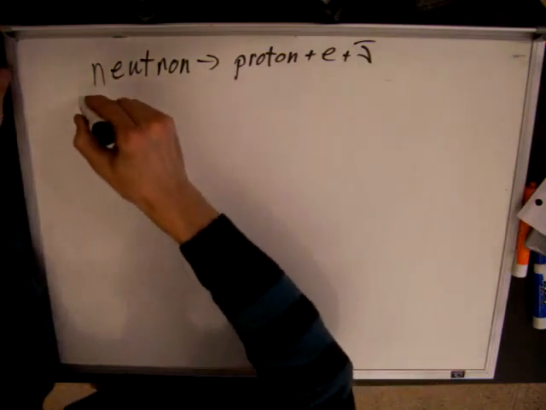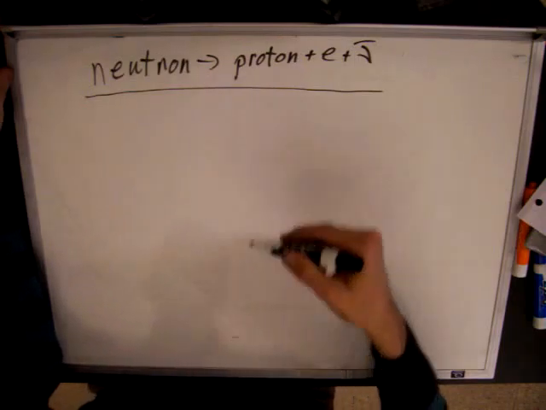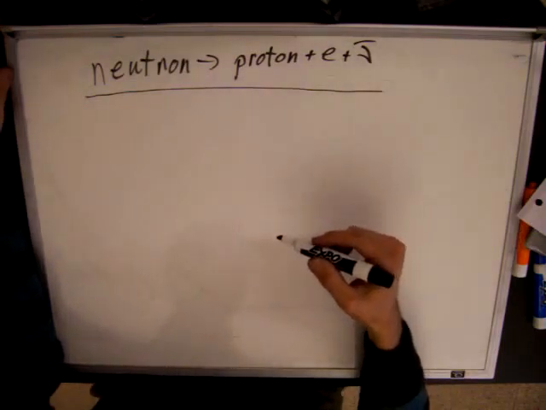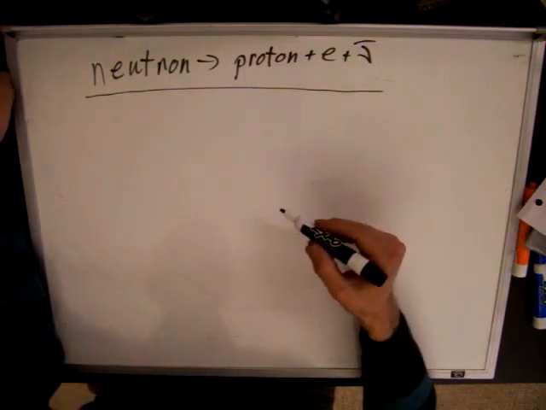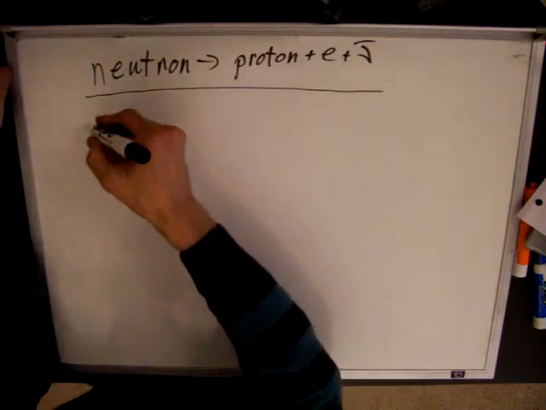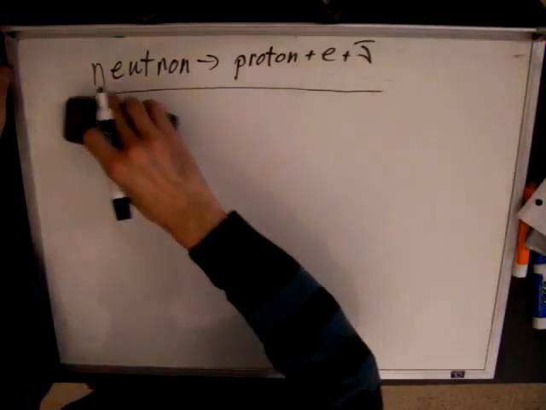So in the book, when they wrote out that example, they did the charges to make sure that they were balanced. And then they also looked at the energy. Now the rule for nuclear reactions is the following.